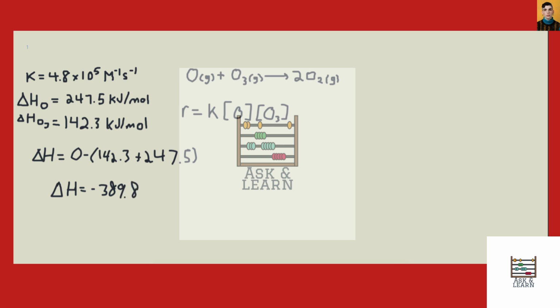And they want to know, will this increase the temperature of the stratosphere or decrease it? You can see that the delta H for this reaction is negative, so that means it's an exothermic reaction. Exothermic reactions release heat, so that means your temperature is going to increase.